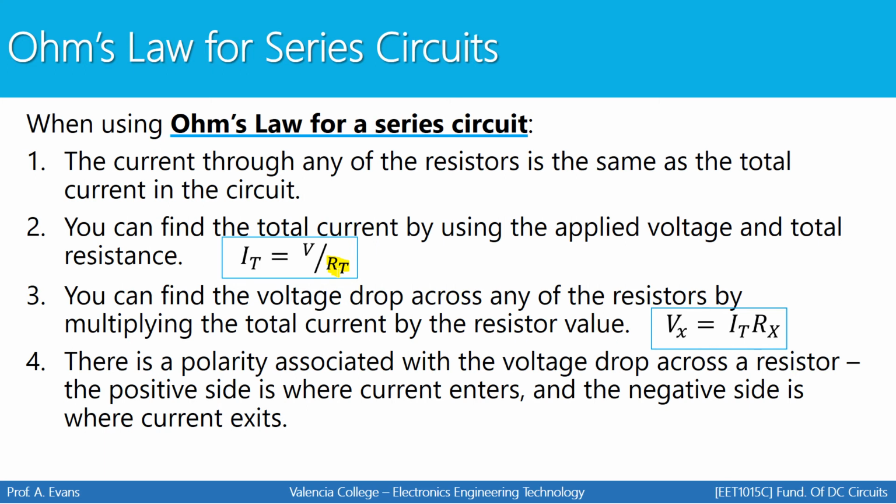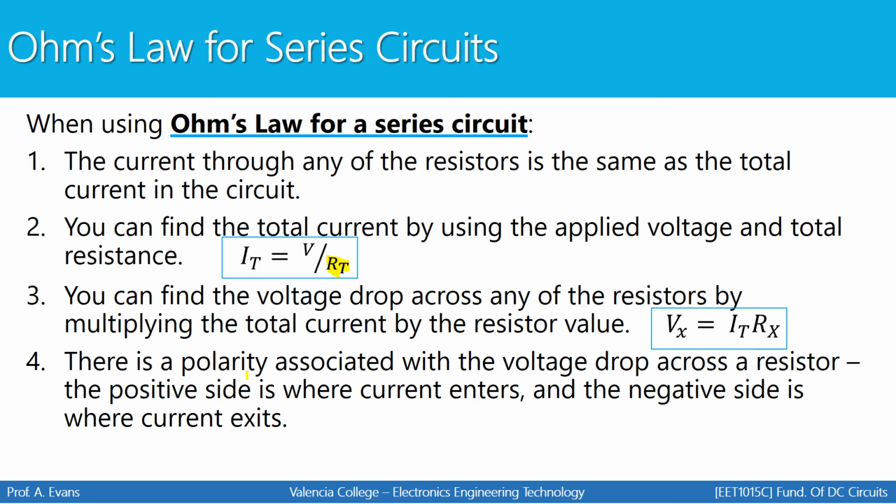Number 3, you can find the voltage drop across any resistor by taking the total current multiplied by the resistor value. In general, we're going to take Ohm's law and extend it to just a single resistor, and that's why you have an X here. That X represents any resistor in your circuit. So the voltage across any one of your resistors is equal to the current going through those resistors, which has to be the total current in the circuit because they all have the same amount of current, multiplied by that particular resistor's value.